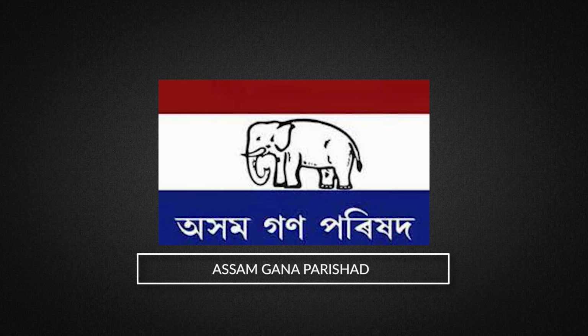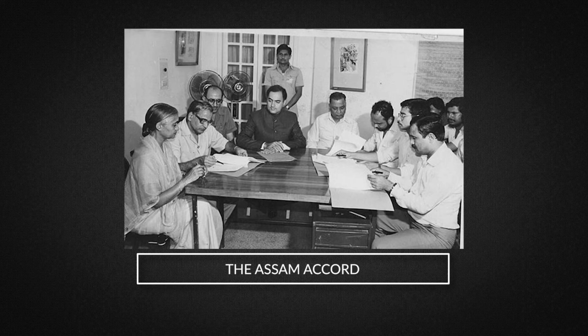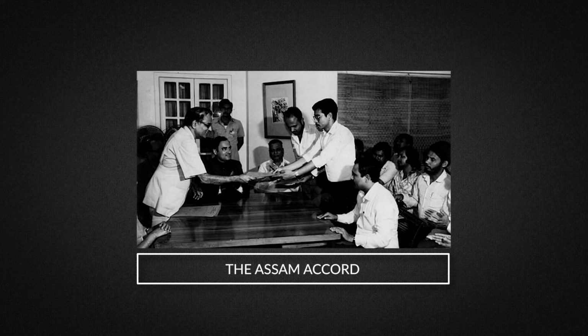Despite ethnic polarization, the Assam Gana Parishad made an attempt to secure the support of the Bengali Muslim migrants, and there were some attempts at accommodation. One of the important effects of the Assam movement was that the immigrant issue became part of the public agenda in Assam, and the Assam Accord was signed in 1985. It brought in a spirit of compromise, a spirit of maturity as far as the Assam movement is concerned.